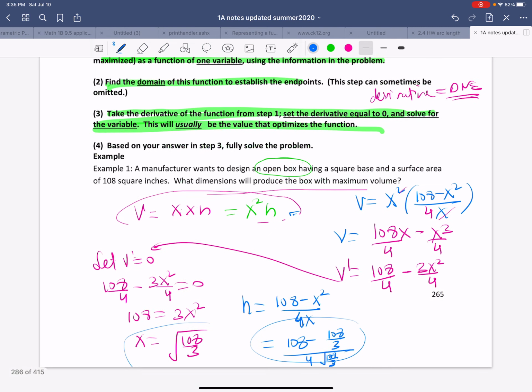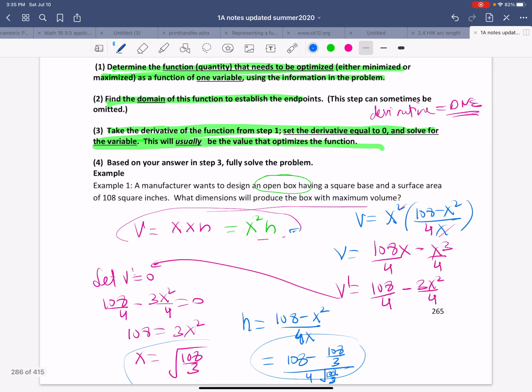Again, if you want to check if this is your maximum, you can go ahead and find the values around this and then check your volume. Pick the x values around this point. Pick one value on the left, one on the right, and then find the volume.